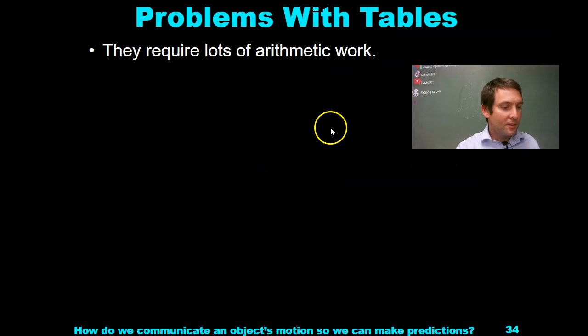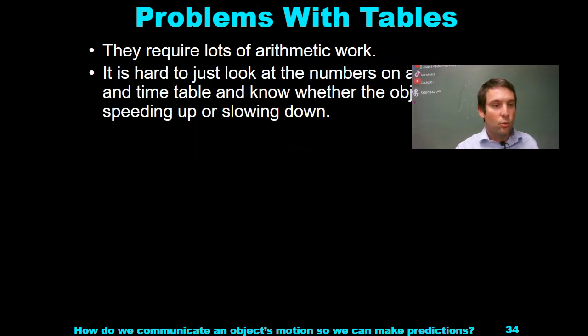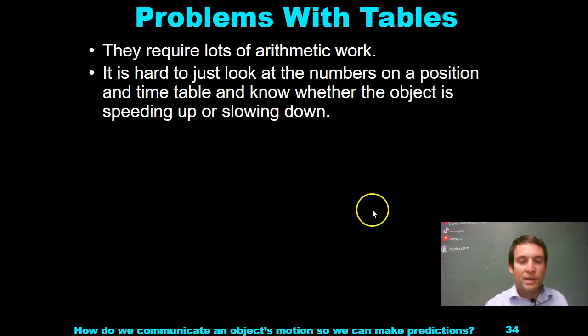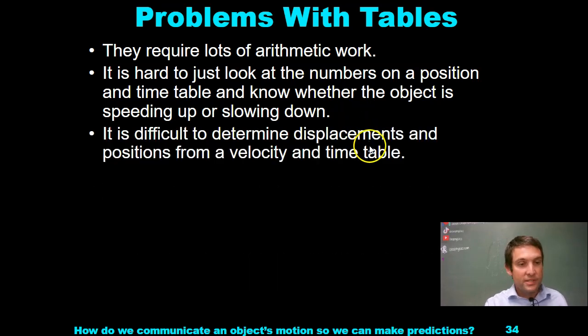Problems with tables: they require a lot of arithmetic work, which is not necessarily hard, but it's kind of annoying, and there are better ways that we can figure this out. It's hard to just look at the numbers on a position time table and know whether the object is speeding up or slowing down. We have to figure out what is happening to the velocity. Is it increasing or decreasing? Is it staying the same?